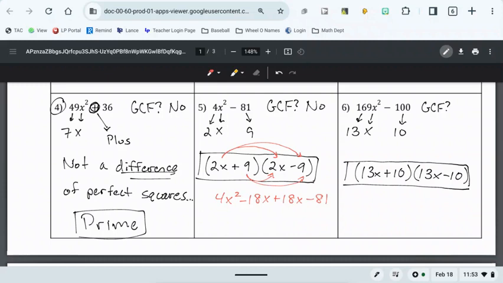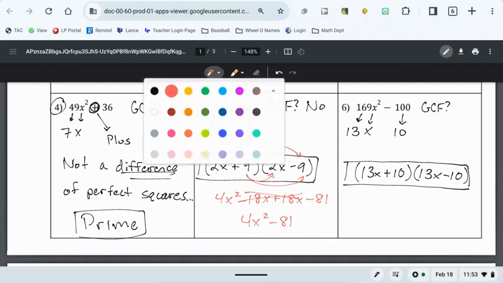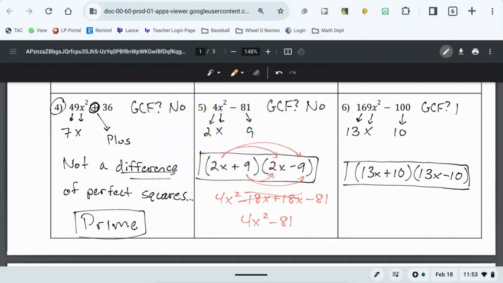And so again, our middle terms are going to cancel out. That's why one of our signs has to be plus and one of them has to be minus, because that will make our middle terms cancel out, which will leave us with 4x squared minus 81, which is where we started. And that's how we know we're correct. Okay, and then number 6, there is no GCF. I checked for GCF, I just didn't write no, and we get 13x plus 10 and 13x minus 10.